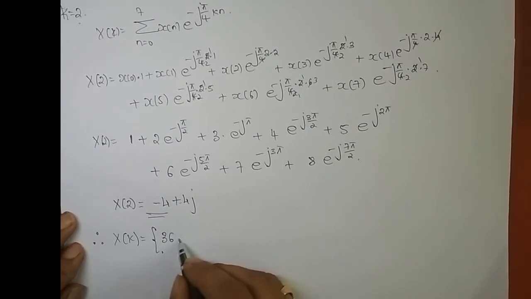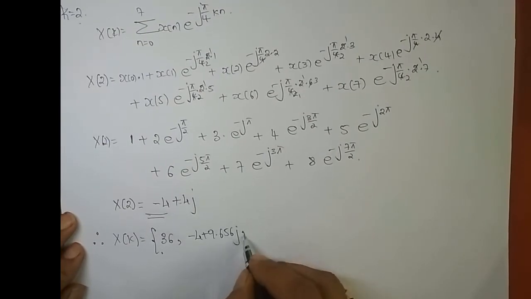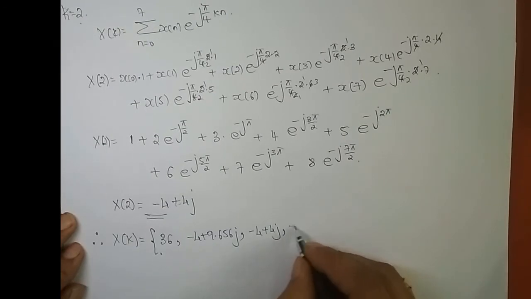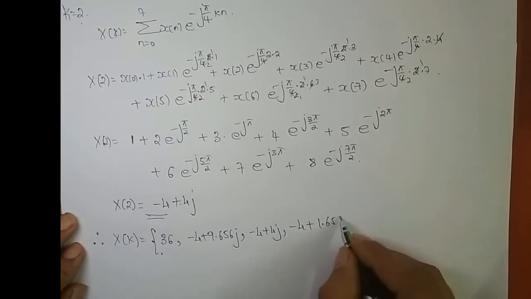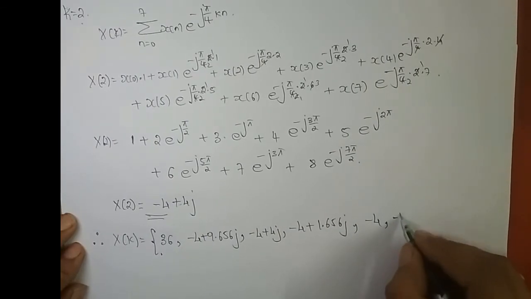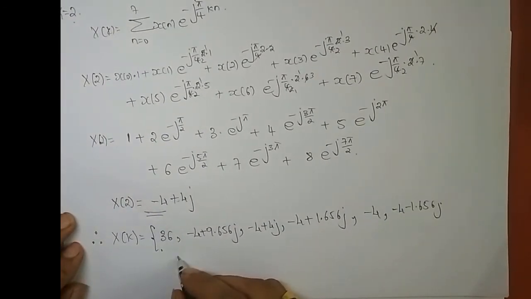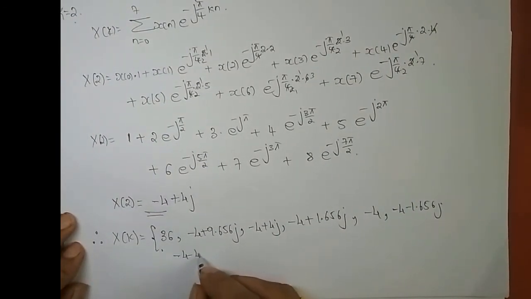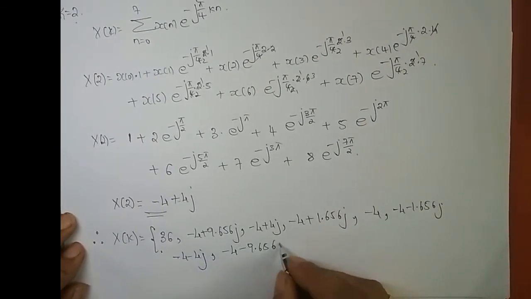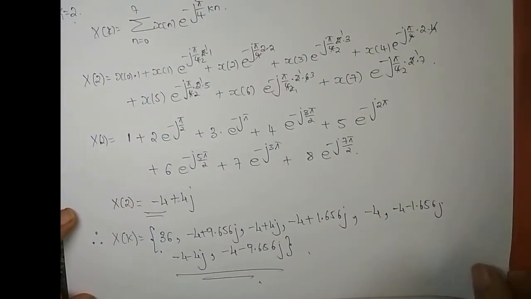X of 0 is 36. X of 1 is minus 4 plus 9.656j. X of 2 is minus 4 plus 4j. X of 3 is minus 4 plus 1.656j. X of 4 is minus 4. X of 5 is minus 4 minus 1.656j. X of 6 is minus 4 minus 4j. X of 7 is minus 4 minus 9.656j. Right? So this is x of k of the sequence.